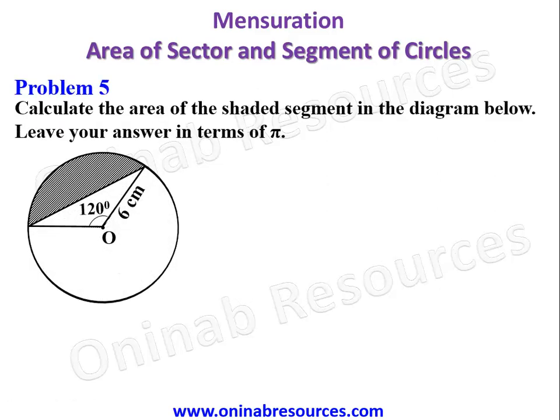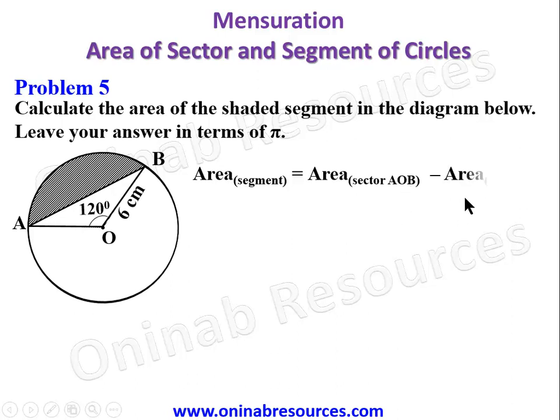We go to problem 5. Calculate the area of the shaded segment in the diagram below. Leave your answer in terms of pi. This time around, we have to leave our answer in terms of pi. Again, since we are calculating the area of segment of a circle, we have to calculate the area of the sector AOB minus area of triangle AOB.